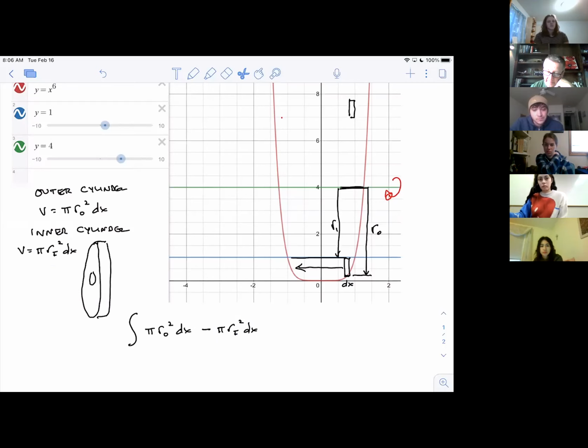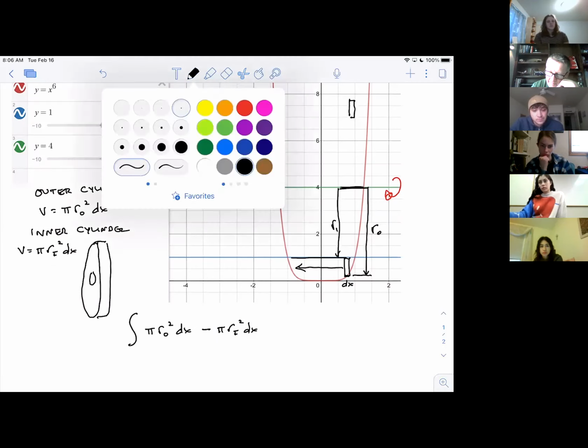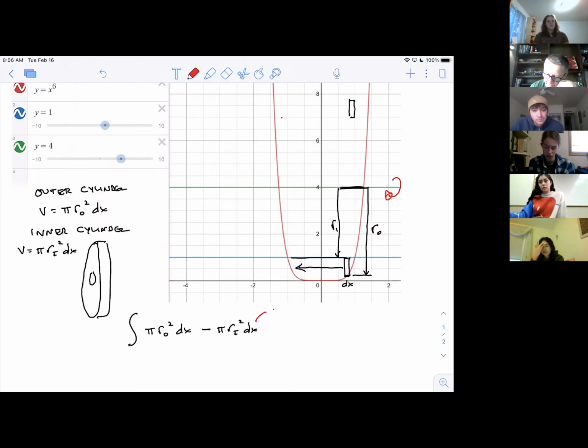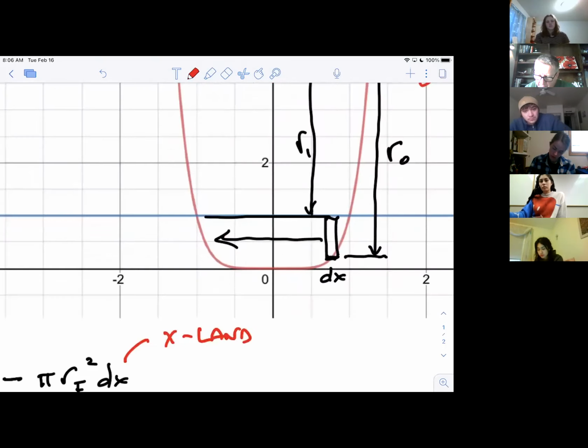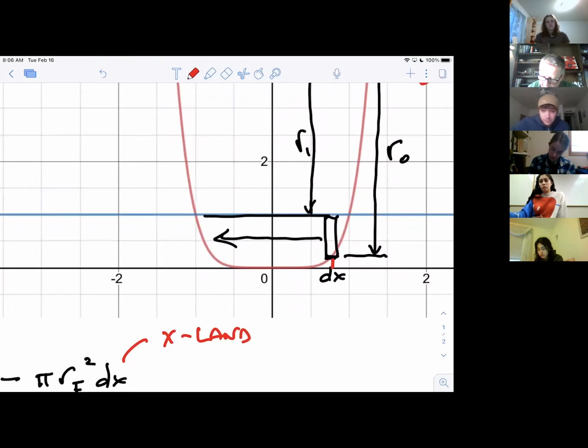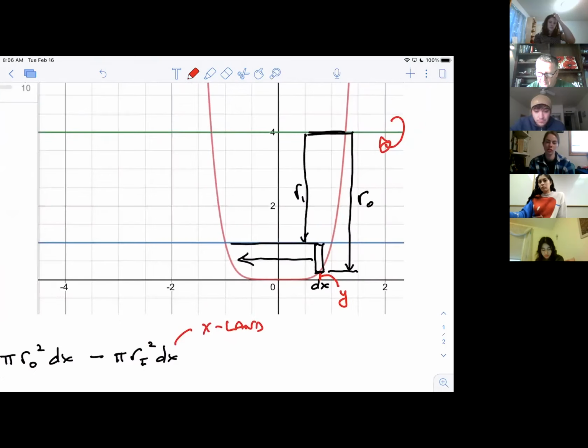Well, now all I have to do is recognize that I'm kind of sort of stuck in X land. I've got to work with X's. So I really need those R's to be X's somehow. If I go back over to my drawing, does it make sense that R0, well, what do I get out of this? Unfortunately, what I really get is only that distance right there. That distance is like the Y coordinate on that X to the 6th graph.